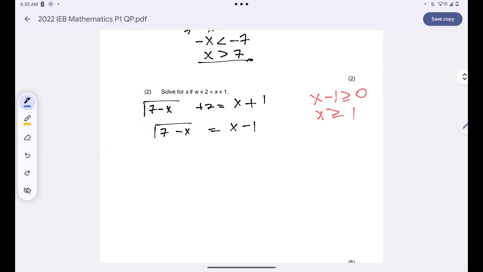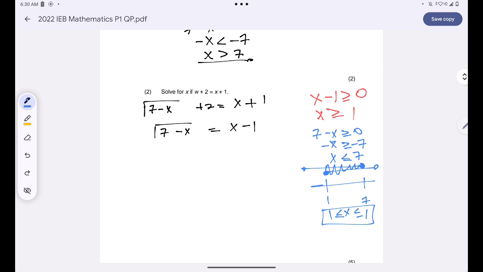However, I still need to write my restriction for what's inside the square root. Let me do that in blue. 7 minus x must be greater or equal to 0 as well. Then I'll have negative x greater or equal to negative 7, then x is less or equal to positive 7. So therefore, I just need to represent these on my number line. I'll simply have 1 and 7. One says greater or equal to 1, the other one says less or equal to 7. The final solution should be here. So if I don't get an answer which is between 1 and 7, that answer is not applicable. Are you together?